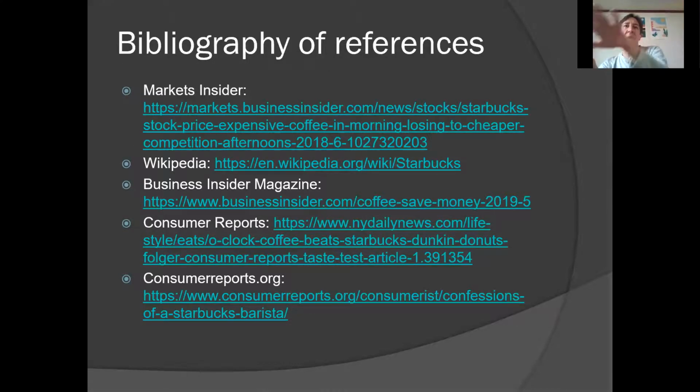Right, now this is very important. You must include what we call a bibliography of references. This is all of the websites that I used in my writing. So look, you can see the Wikipedia URL, Markets Insider, Business Insider Magazine, all of these websites, I got some information and I used it in my essay. You must have this at the end of your essay to show me where you get your information from.